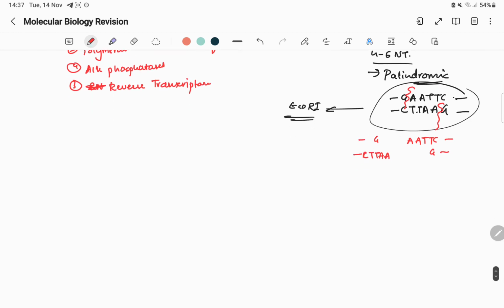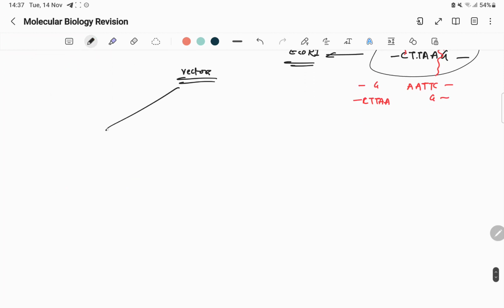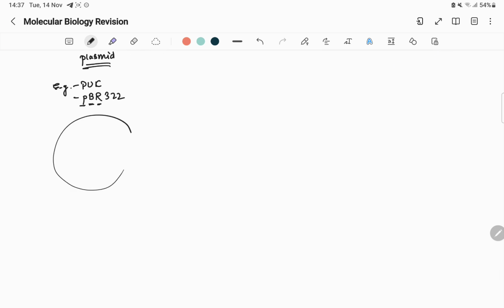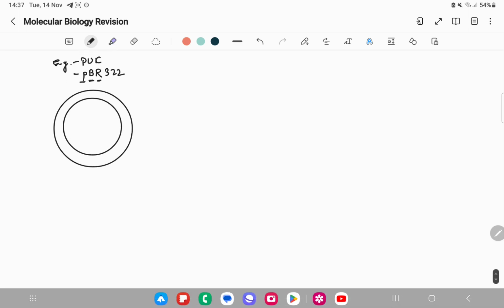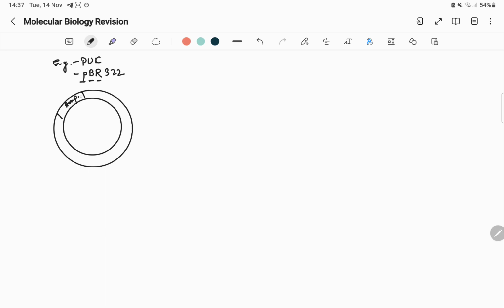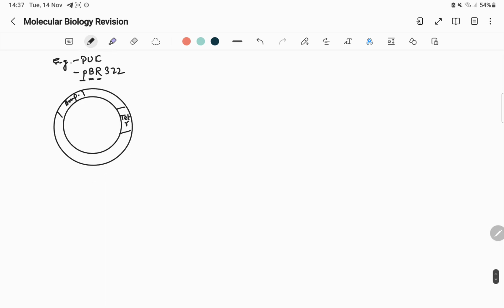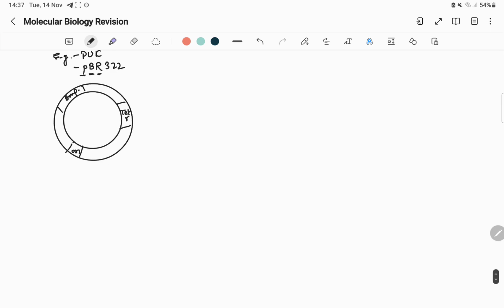Okay, understood. Talking about vectors, vectors may be like plasmid. Plasmid is a double-stranded extrachromosomal genetic material, for example pUC or pBR322. pBR322 is the plasmid of Bolivar and Rodriguez, and this is the structure of pBR322. You have an AMP gene, the ampicillin resistance gene, a TETR tetracycline resistance gene, and an ORI region here.